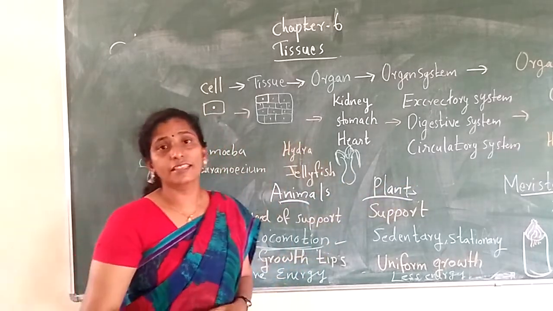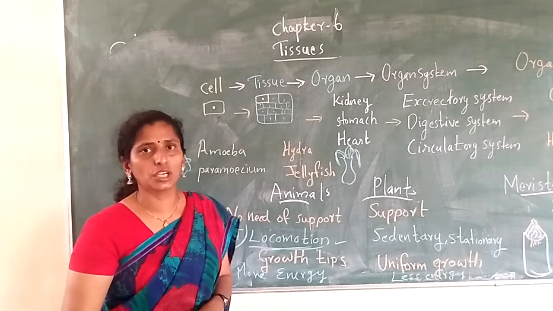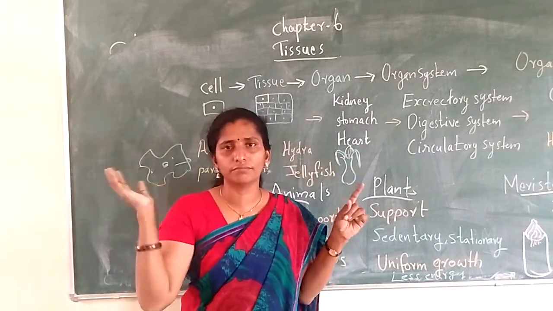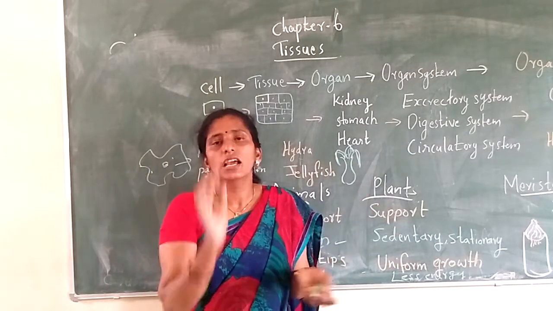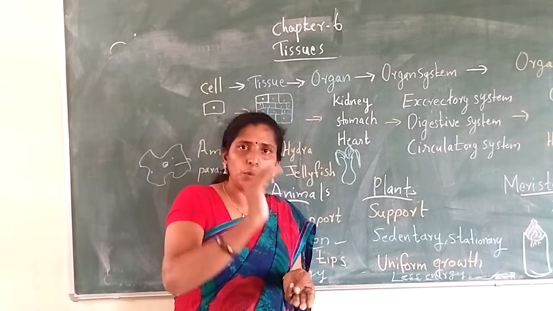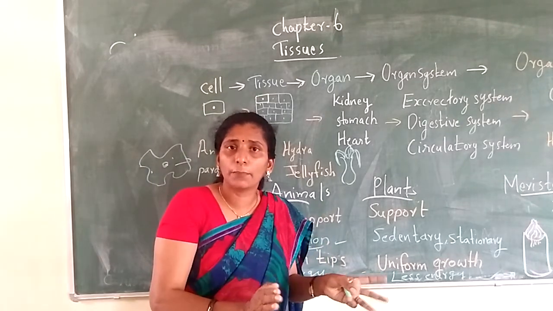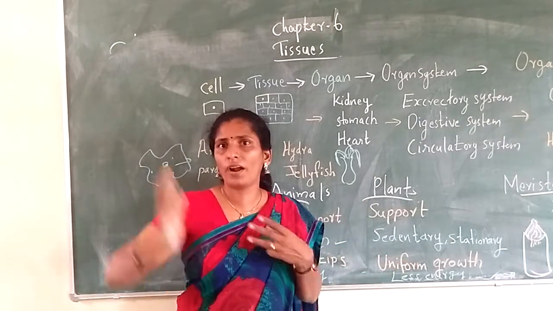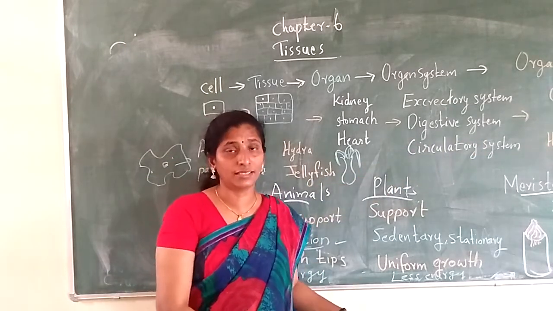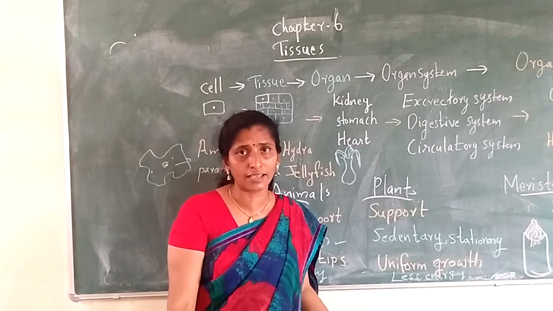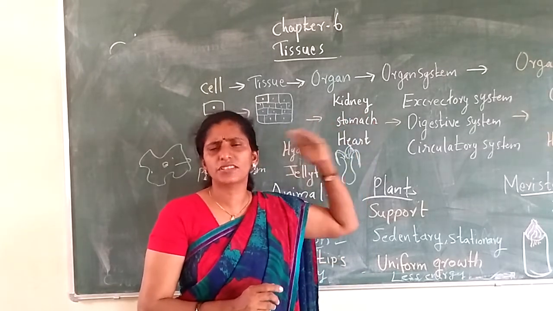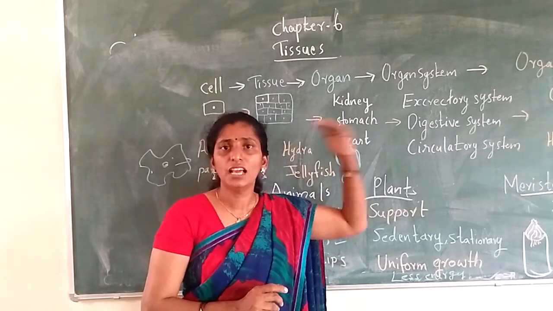And the next one is the growth tips. Have you observed? In animals, no single part keeps growing more. In our own case, when you are very small you have a shape, and when you become big you have the same shape. One hand does not grow more than the other hand, or one leg more than another leg. In all places the growth is the same.